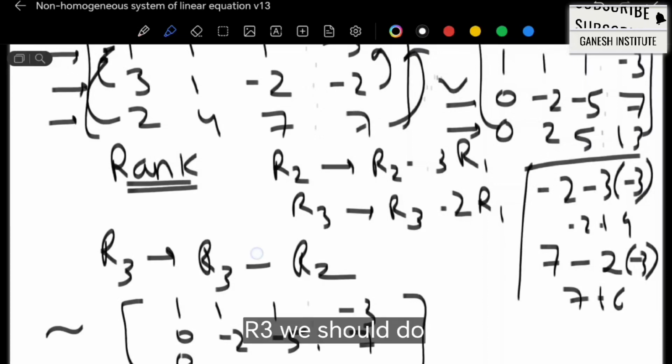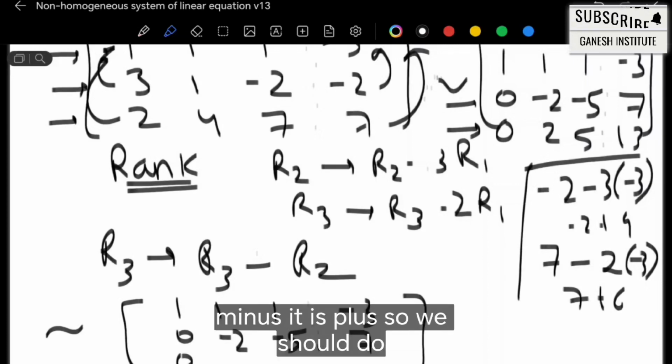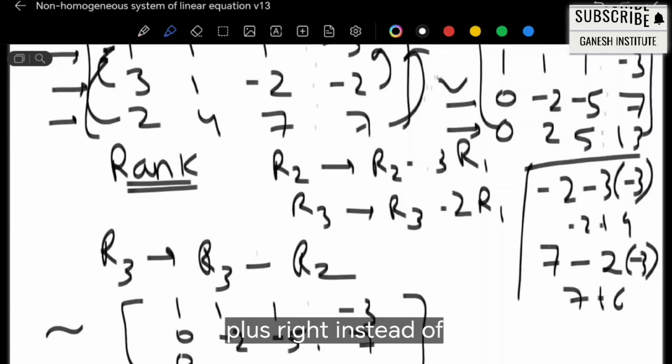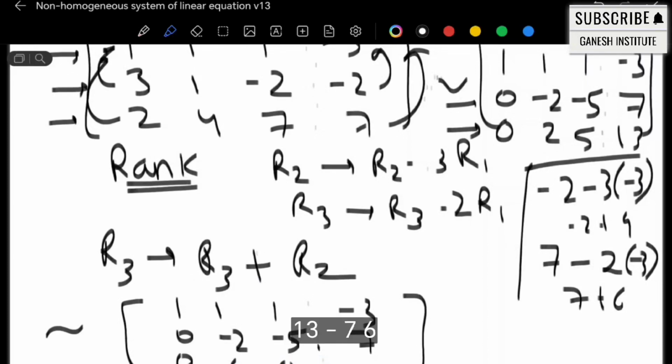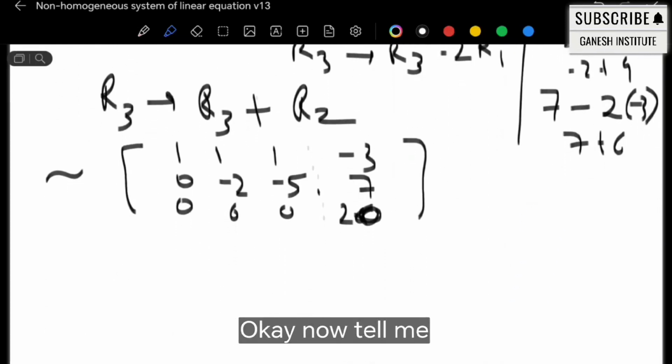R3. We should do R3 because it is minus, it is plus. So we should do plus, right? Instead of minus. So 2 minus 2, 0. 5 minus 5, 0. 13 minus 7, 6. Oops. We are doing plus, no? 13 plus 7, 20. Okay.